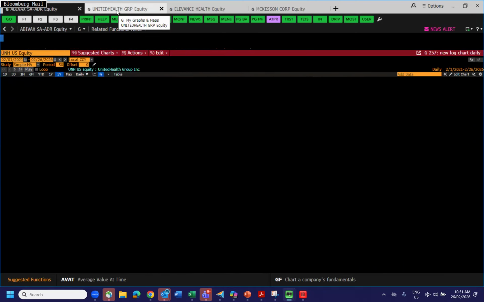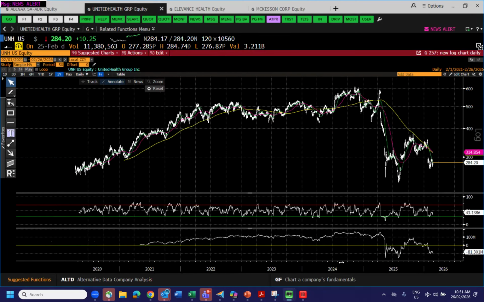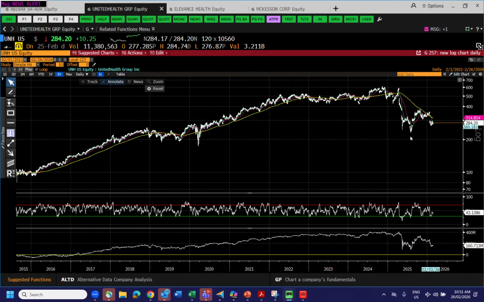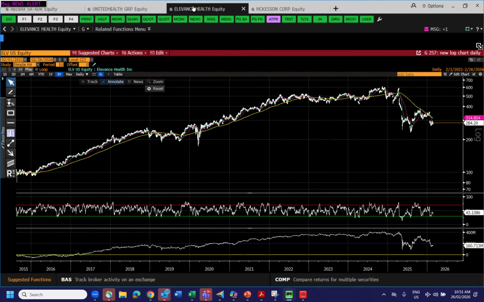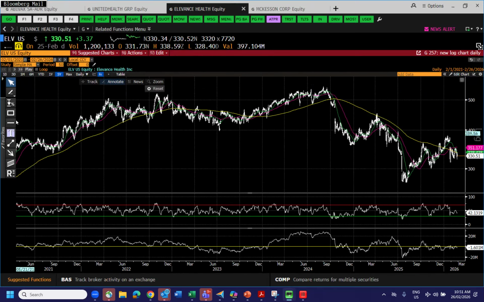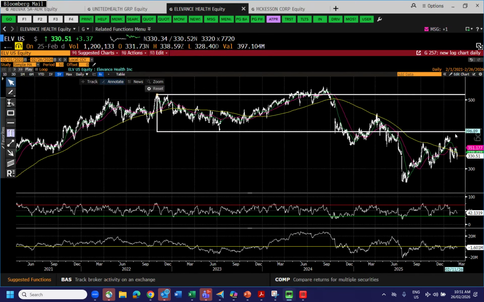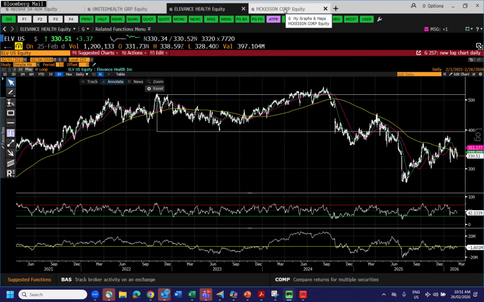Okay, then UNH? No change on this one, no divergence, can retest the lows, but first support's at 264. This one looks like a Novo. Okay, and Elevance? So it's also one where we've broken down, upside cap. There is support at 300. You only revisit it at 300, right? Yeah, 300. And again, risk of retesting the lows like UNH.